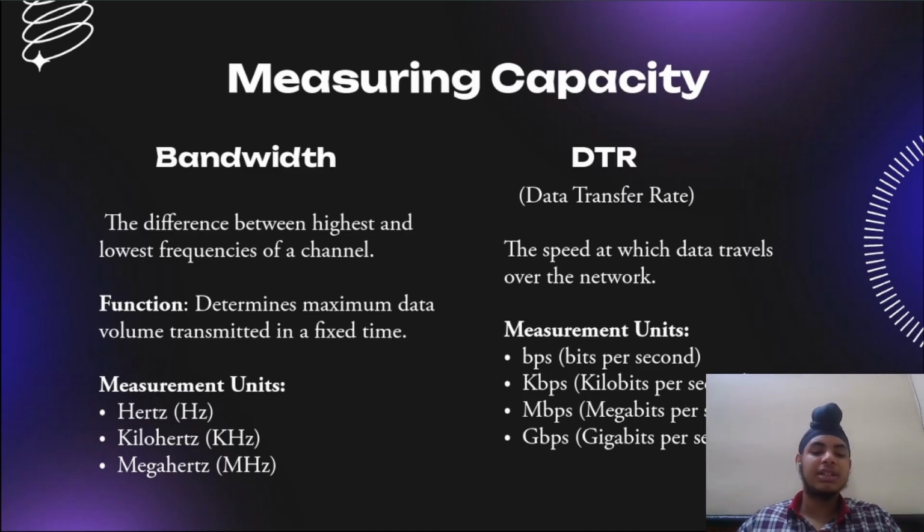Next is data transfer rate, DTR, which is always measured in bits per second or bps. While bandwidth is how wide the highway is, DTR is how fast the cars are actually moving on that highway. Like when your phone says it's downloading a movie at 5 Mbps, you are looking at the data transfer rate.